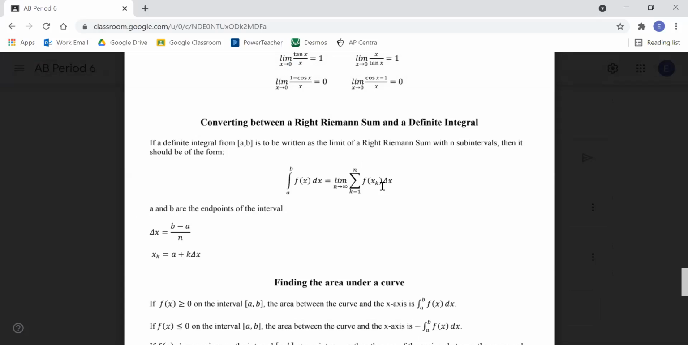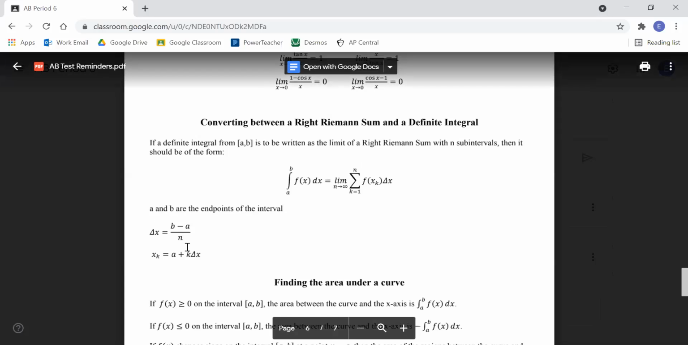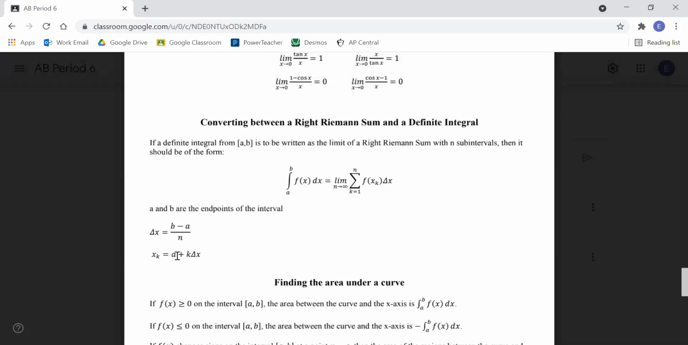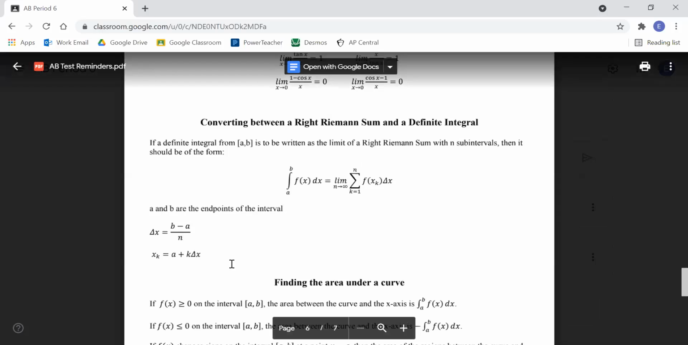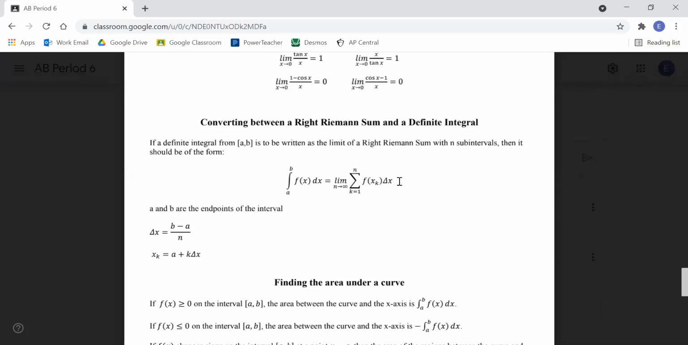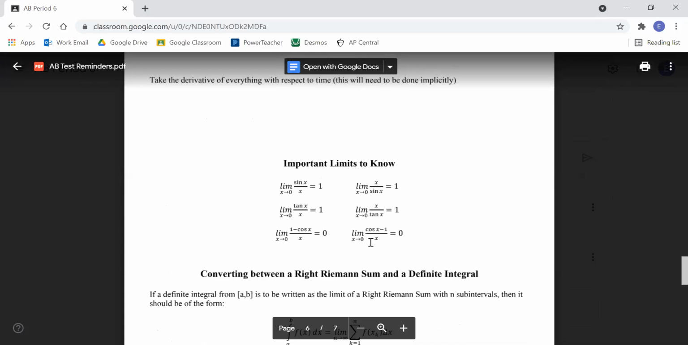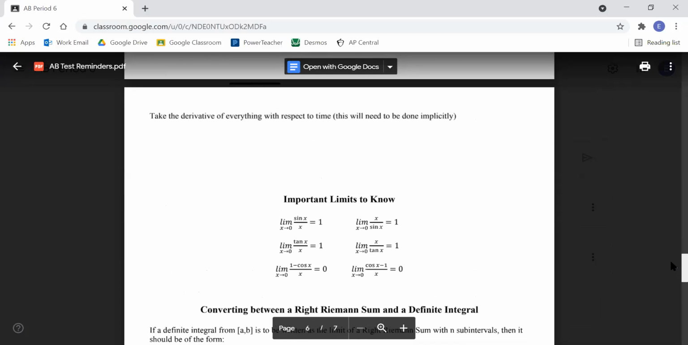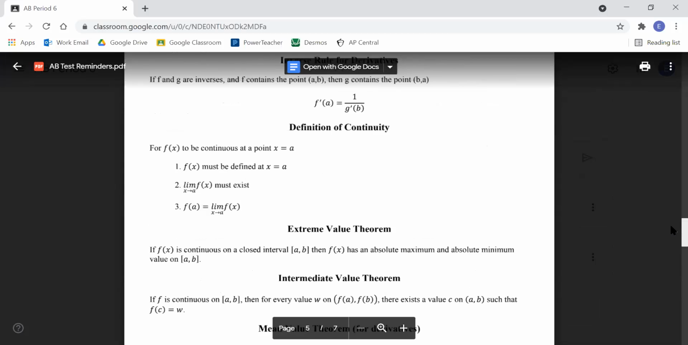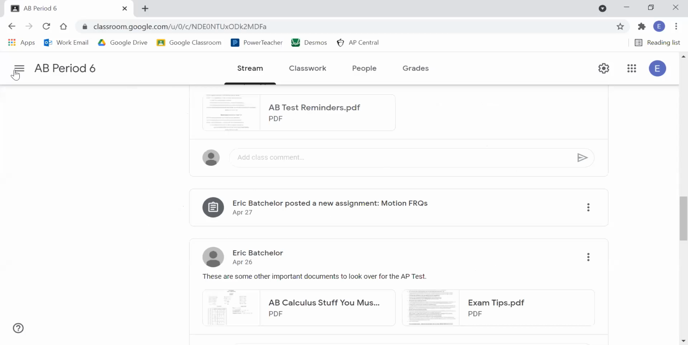You can get the delta x value by just doing b minus a over n. You can get the x sub k value by doing a, the lower limit, plus k delta x, and then just plug that x sub k into your function, attach your b minus a over n to the end, and make sure you get your limit and your summation. So just things to look over, things to know, limits you need to know, all that good stuff. I think that's a good thing for you guys to read over and look over a couple times this weekend as well.